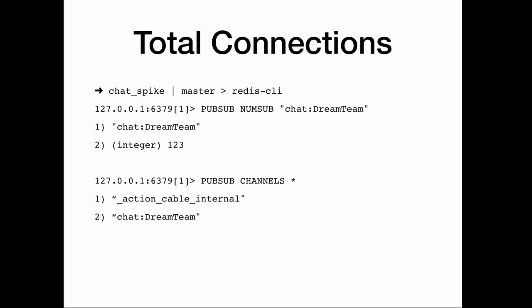But essentially, this is a neat way for you to count the total number of connections, irrelevant of how many Puma workers or dynos you have. So as long as you have Redis as your backend, which you should in production, you can get the total number of connections on a subscribed stream. Pretty good for debugging.